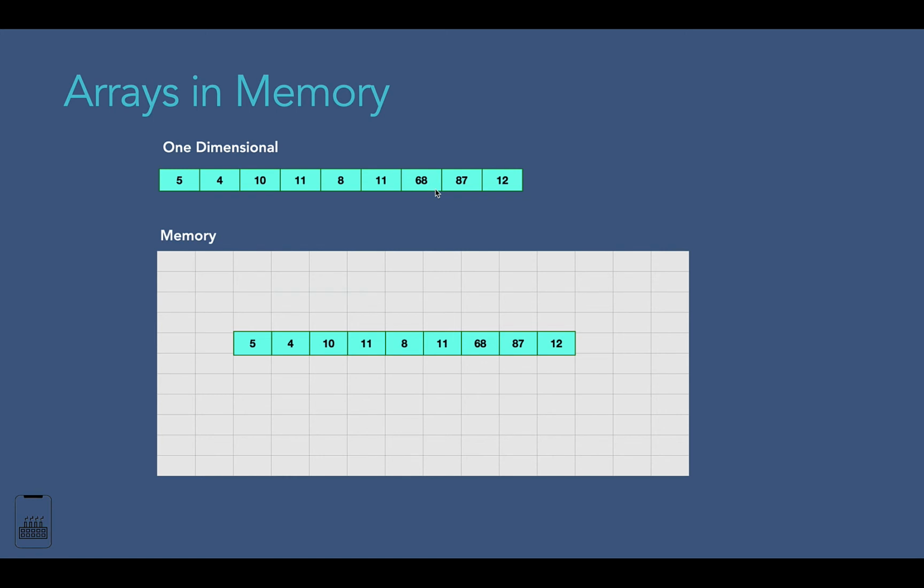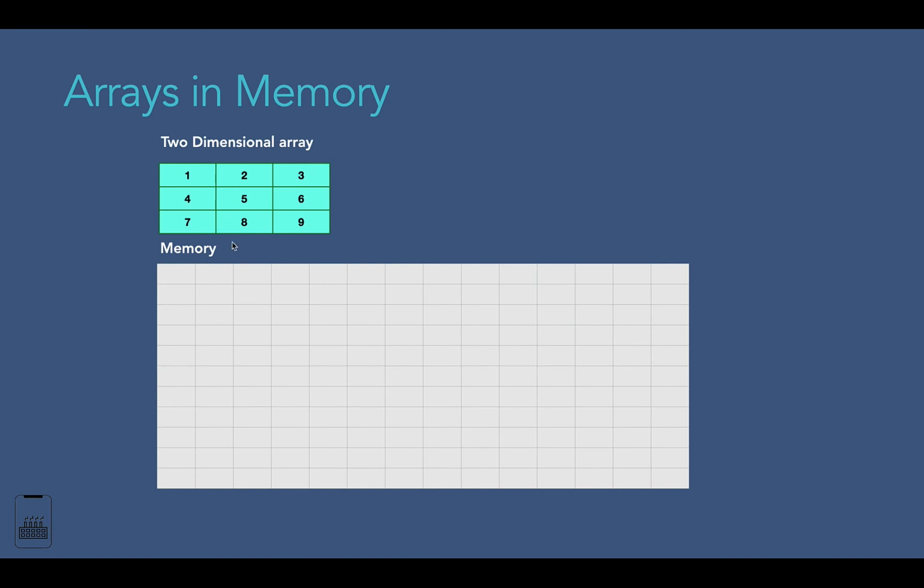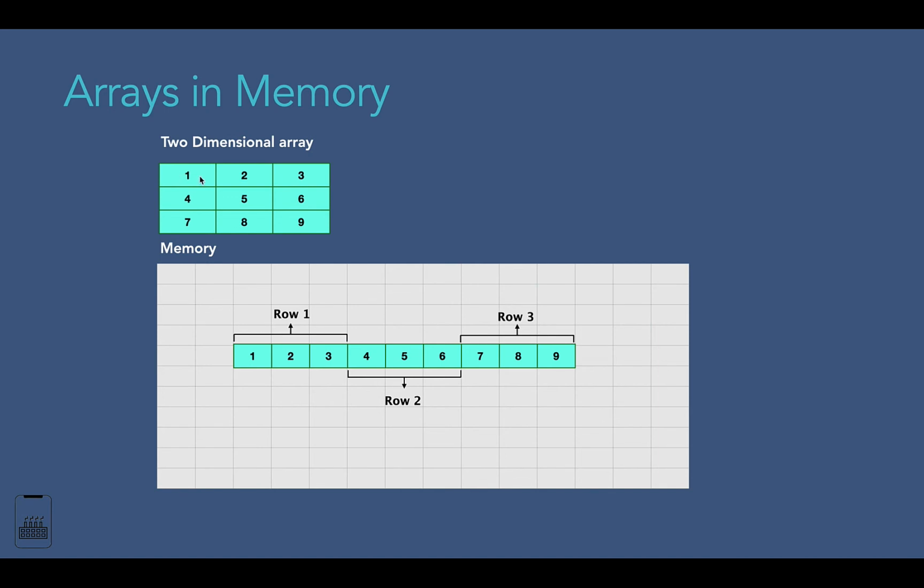Now let's see how a two-dimensional array is represented in the memory. Let's say we have a two-dimensional array like this, in which we have 3 columns and 3 rows. So the question is, is it going to be represented like this, or is it going to be different? The answer is that it's not going to be represented like this. The two-dimensional array will be represented in the memory as a one-dimensional array. The system first locates the first row, then the second row, then the third row. As you can see, the first row is located over here, then the second row is located over here, then the third row is located over here.